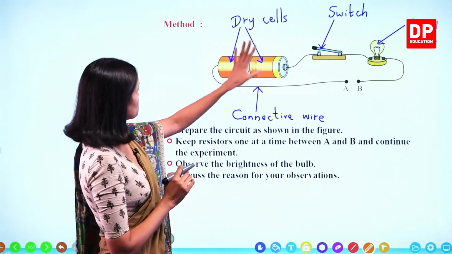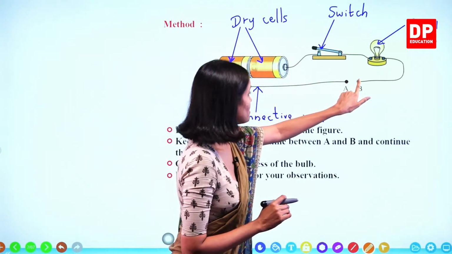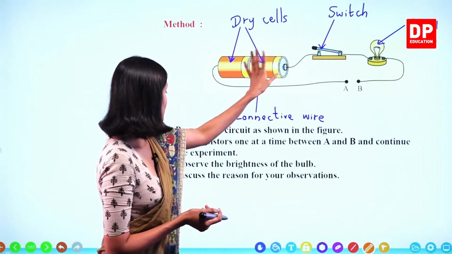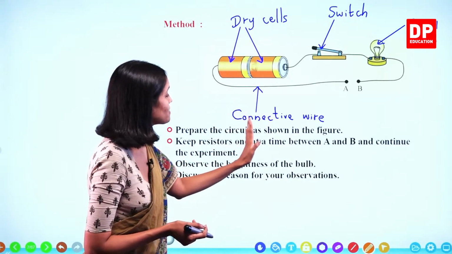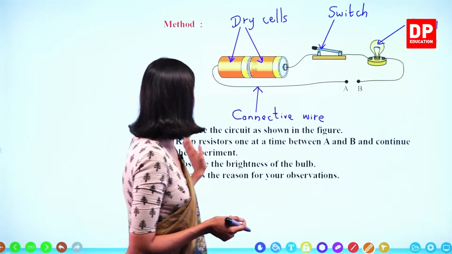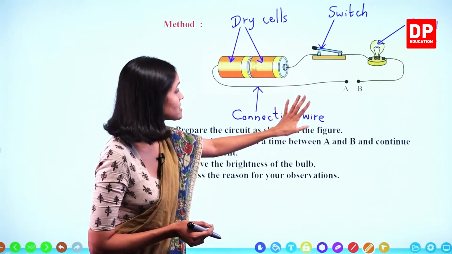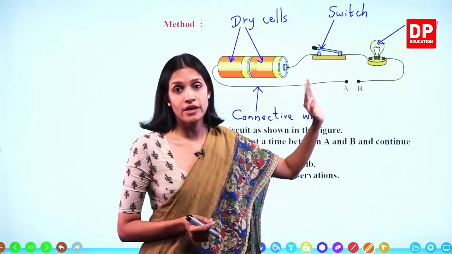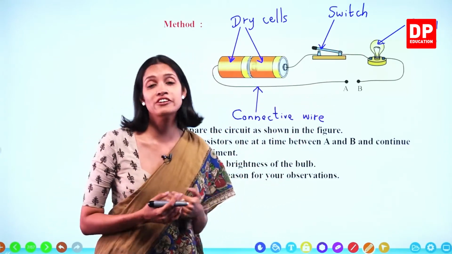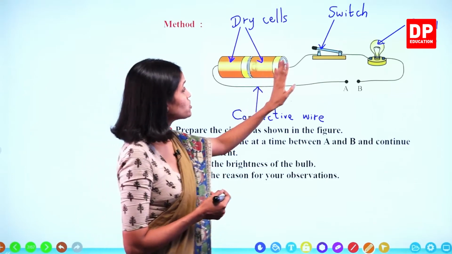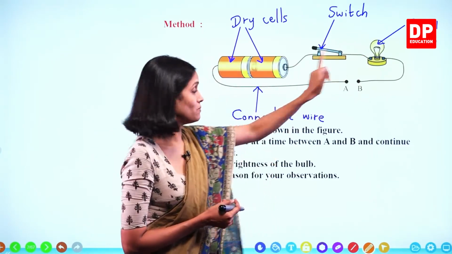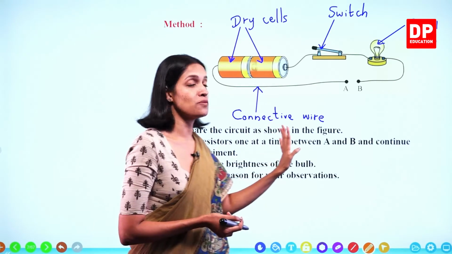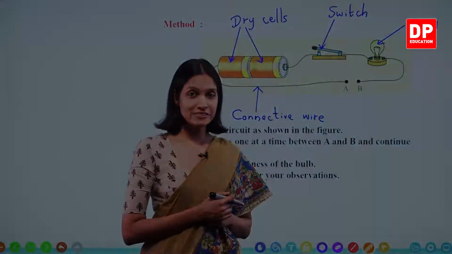When you prepare this circuit, you have to leave a gap like this, A B. Prepare the circuit as shown in the figure. Keep resistors one at a time between A and B and continue the experiment. We have to keep different types of resistors in between A and B. I told you that we need resistors of different values. You have to check what happens to the brightness of the bulb. Observe the brightness of the bulb and discuss the reason for your observations. We'll do this activity now.